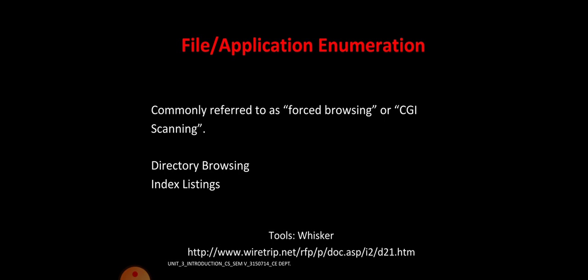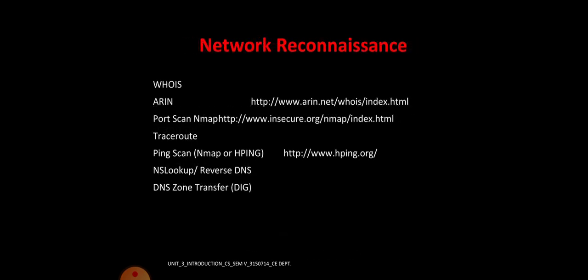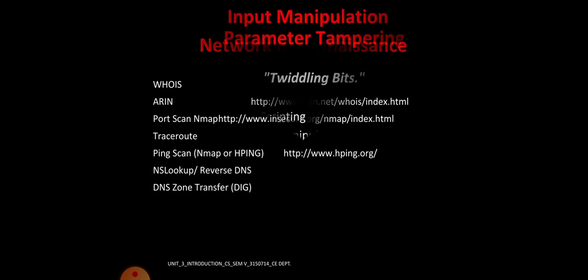The tool used for application enumeration is Wizard, at wildtrip.net/rfp/p/doc.asp. You need to try it once. Network reconnaissance: who.is, ARIN, port scan, traceroute, ping scan, NSLookup, and DNS zone transfer are mostly used.